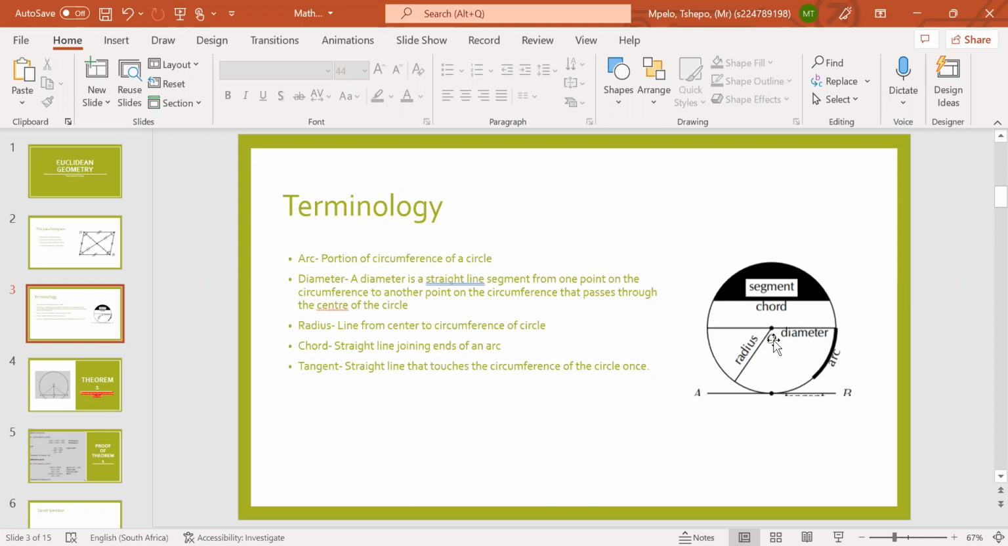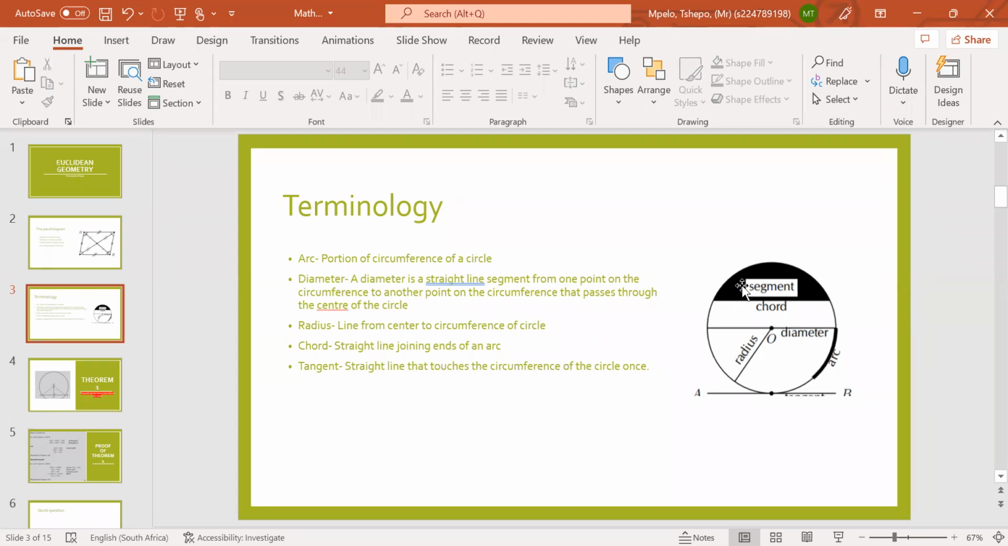In this diagram, any line to any point of the circumference, you call that a radius. Even if it's straight, it's still a radius.